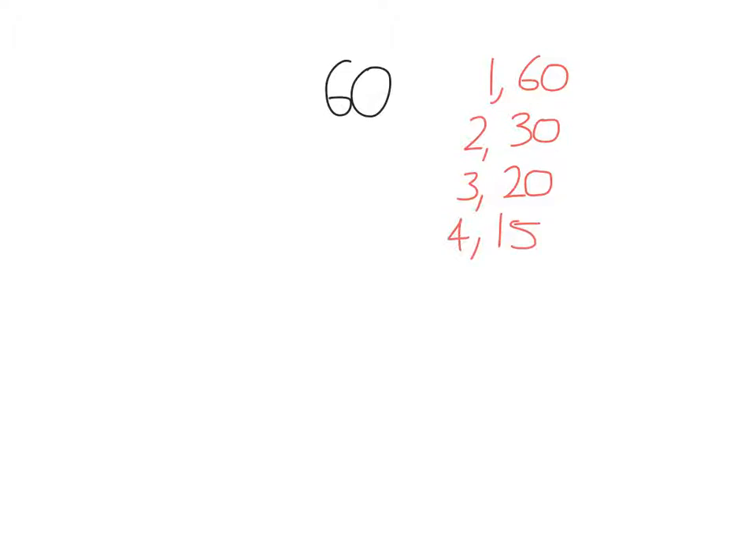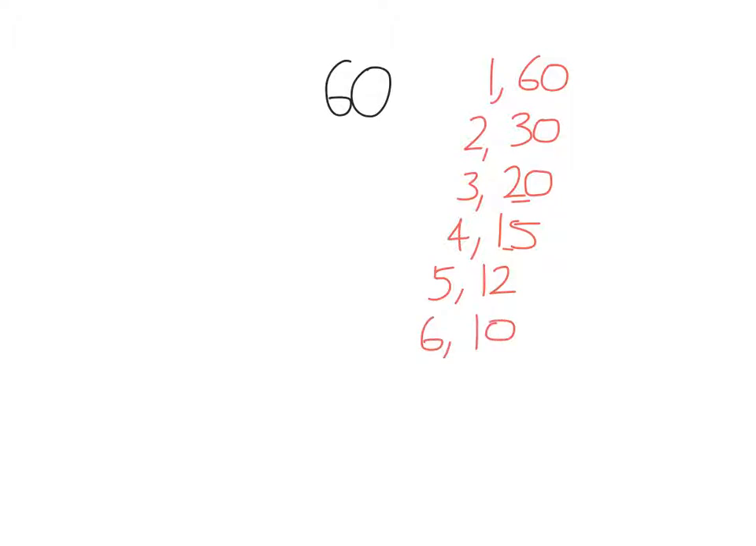So, of course, because 4 times 15 equals 60, that means 15 is also a factor. Because 3 times 20 equals 60, 20 is also a factor. So all of these numbers in red are factors. So let's go to the next one after 4, 5. So 5 times 12 is 60. So 5 and 12 are factors. And then I can go 6 and 10.